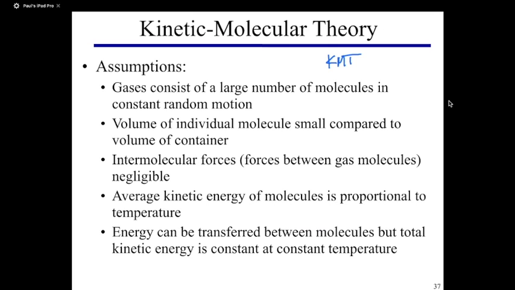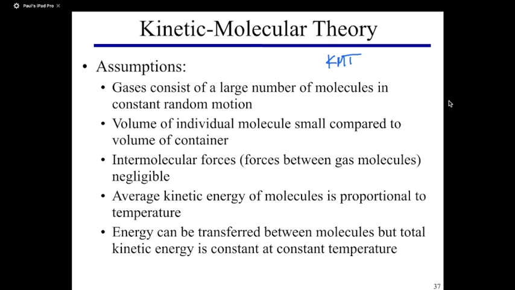Fourth, the average kinetic energy of each molecule, or all the molecules, is proportional to one thing and one thing alone, and that is temperature. The last: energy can be transferred between molecules, but the total kinetic energy is constant at constant pressure. Meaning that, yeah, we said that they don't interact, but if they actually transfer energy, then it is net zero. We lose nothing. It all averages out. Okay? And so if by chance 2 atoms randomly run into each other and bounce away, no energy is lost. No energy of interaction occurs.